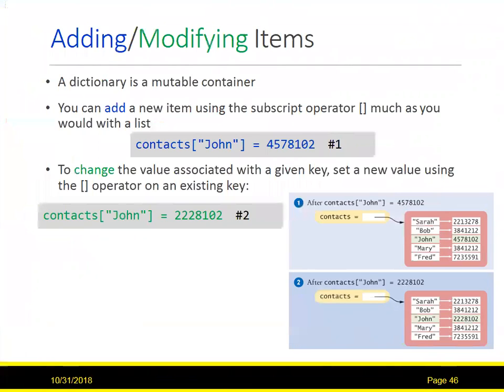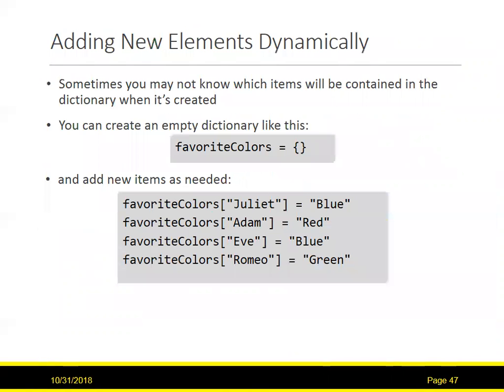Okay, so in this example, we have John starting out at 457, and then we set John equal to 222, and it changes. Basic idea.